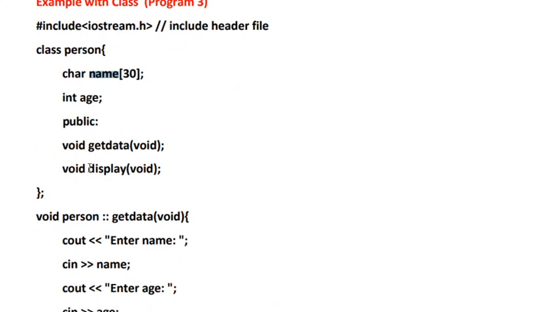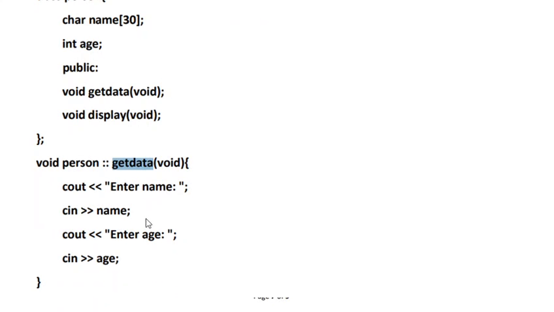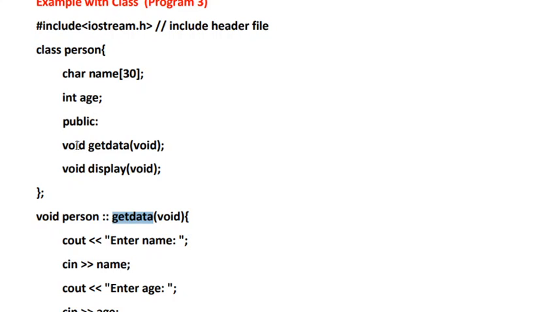Now here we have defined the getData function of the class person. We can define the function inside the class, or we can define the function outside the class. Here I've defined the function outside the class. Whenever you define the function outside the class, first you need to write the return type of the function. Here the return type is void. So void person:: basically means that this getData belongs to the class person.